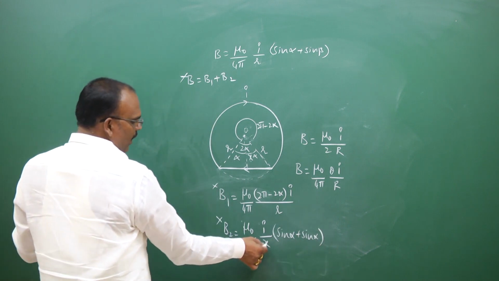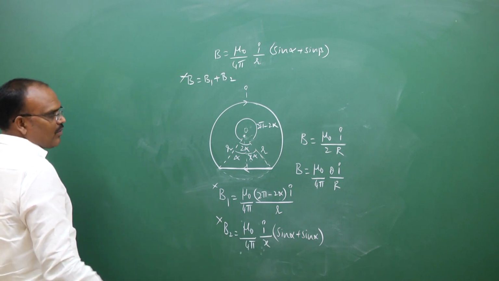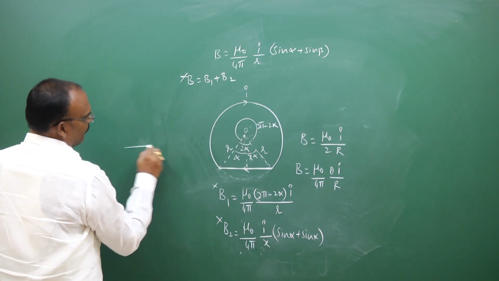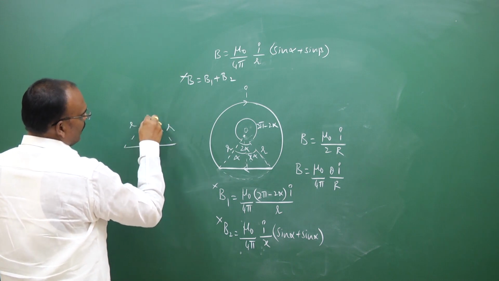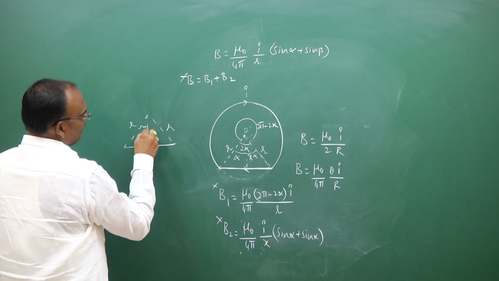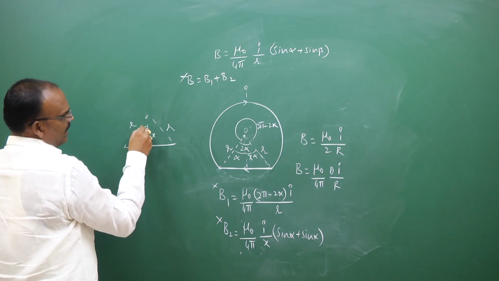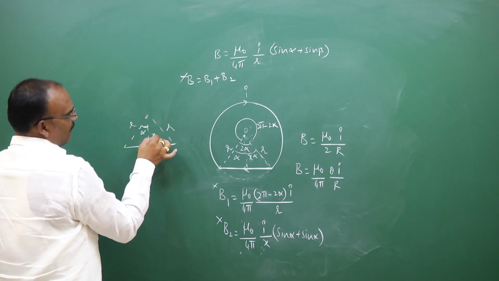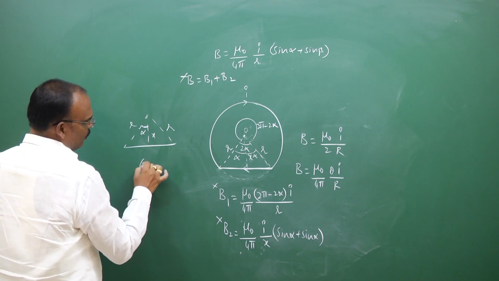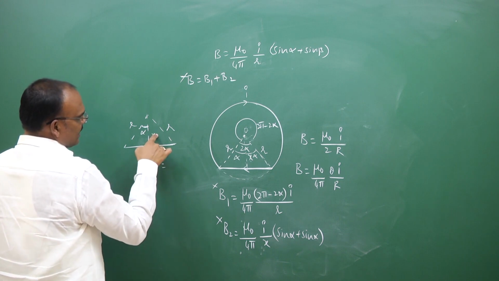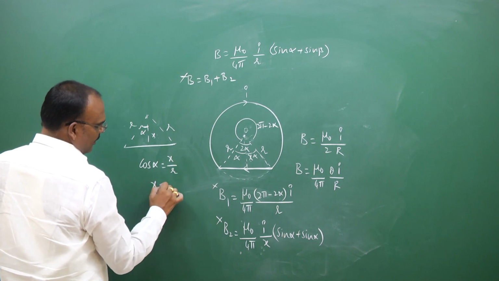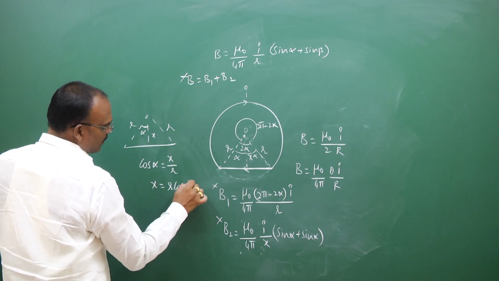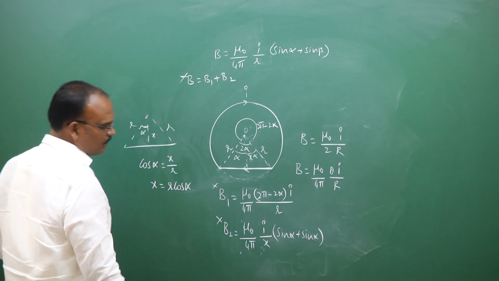Now we need to find the value of x. X value we'll find from here. This is R, this is also R. This we have taken x. This is alpha, this is alpha. This angle is alpha. If I want x, I need to use cos alpha is adjacent side by hypotenuse, that is x by R. So x is equal to R cos alpha.